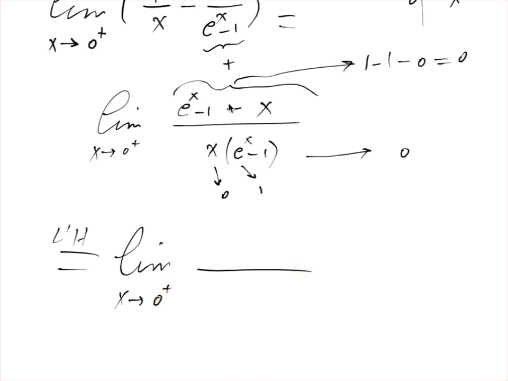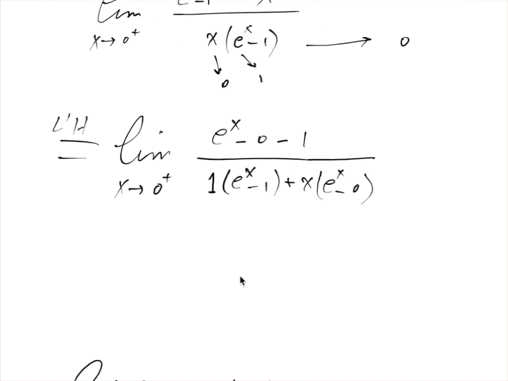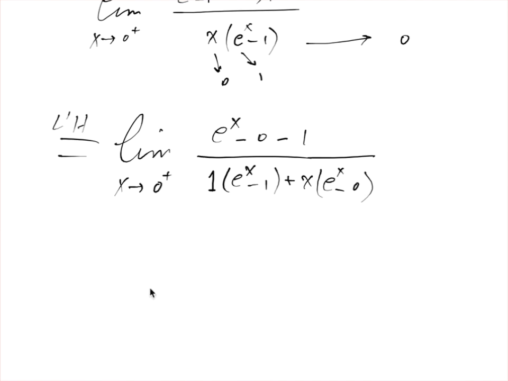So by L'Hopital's rule, we take the limit as x tends to 0 from the right of the ratio of the derivatives. Derivative of e to the x is e to the x, minus derivative of 1 is 0, minus derivative of x is 1. In the denominator, we have a product, so we use the product rule. Derivative of the first function is 1 times e to the x minus 1, plus the first function x times the derivative of e to the x minus 1, which is e to the x minus 0. And now simplify and try again.